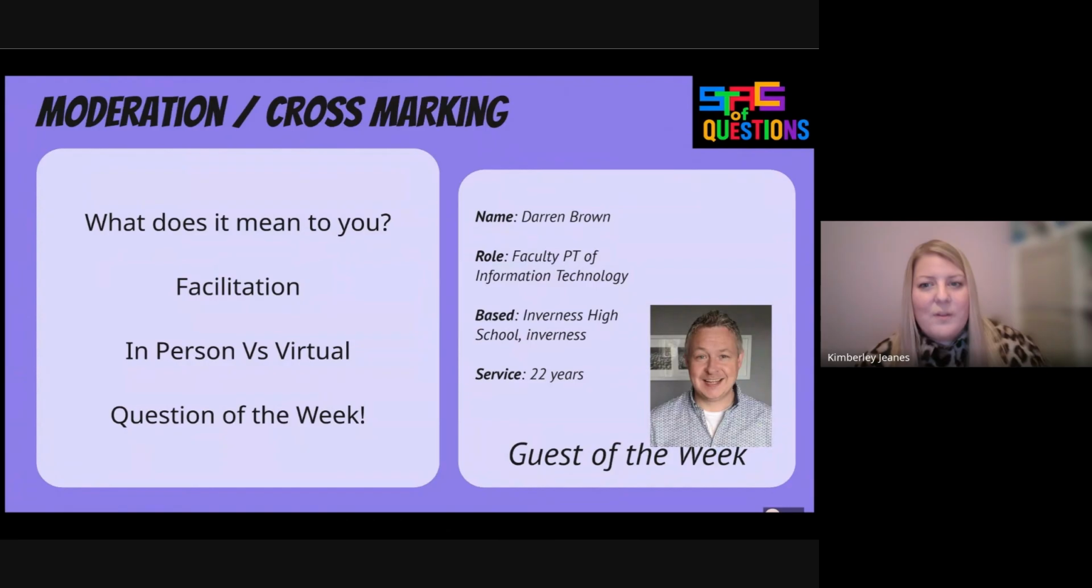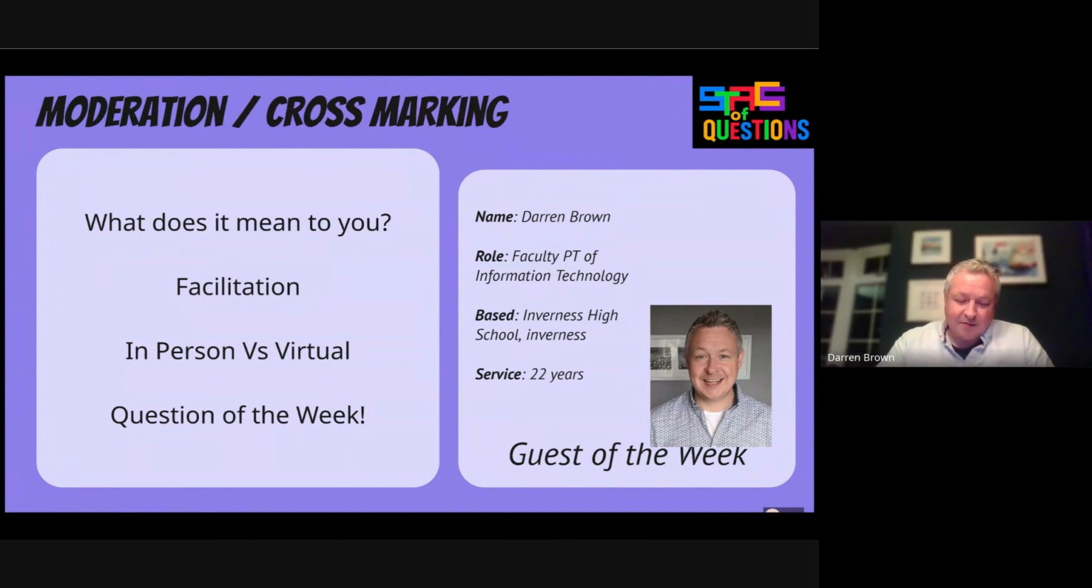So let's start off with what does that mean for you within your department or within your authority? What does it look like? I think for us, it's a big deal to make sure we're being fair across the pupils. So it's important that we do have a look at how we're all teaching it, checking it against the criteria, making sure there's consistency. It just gives us a bit more confidence as well in what we're doing.